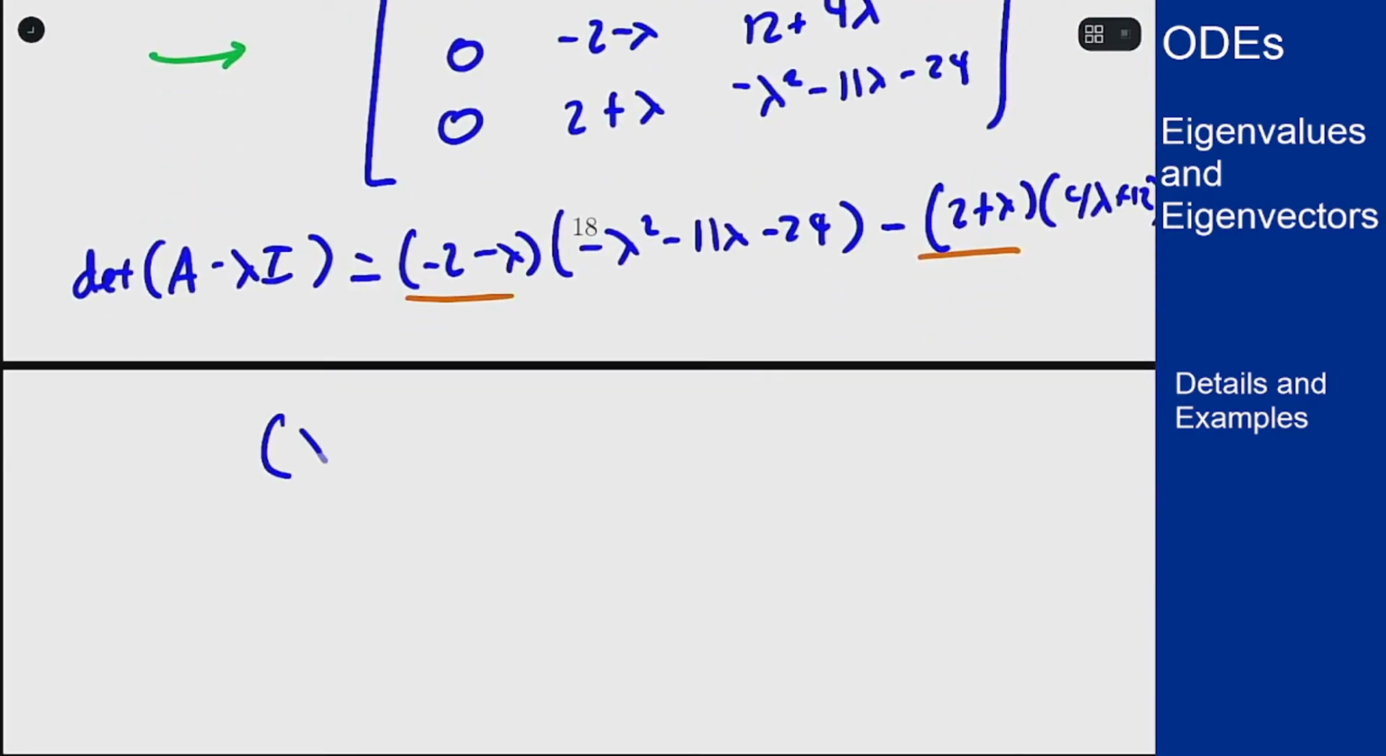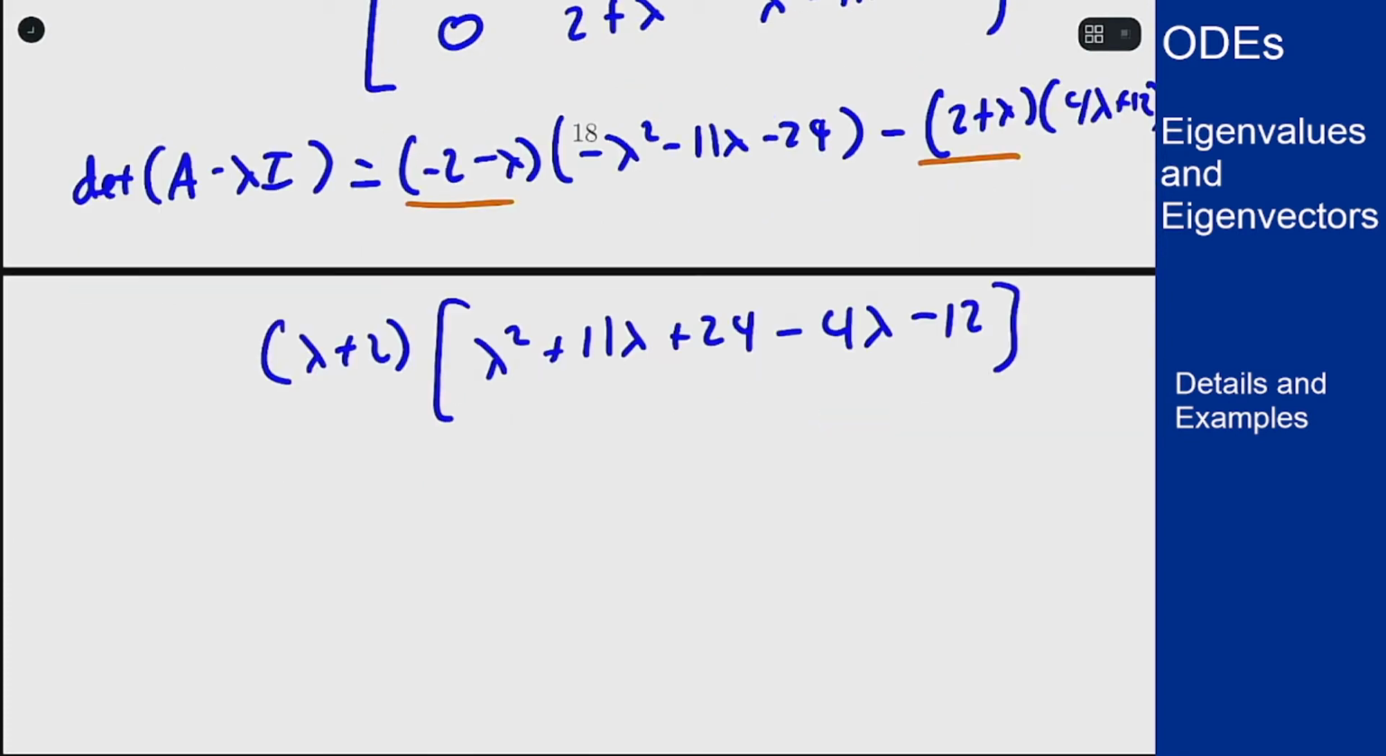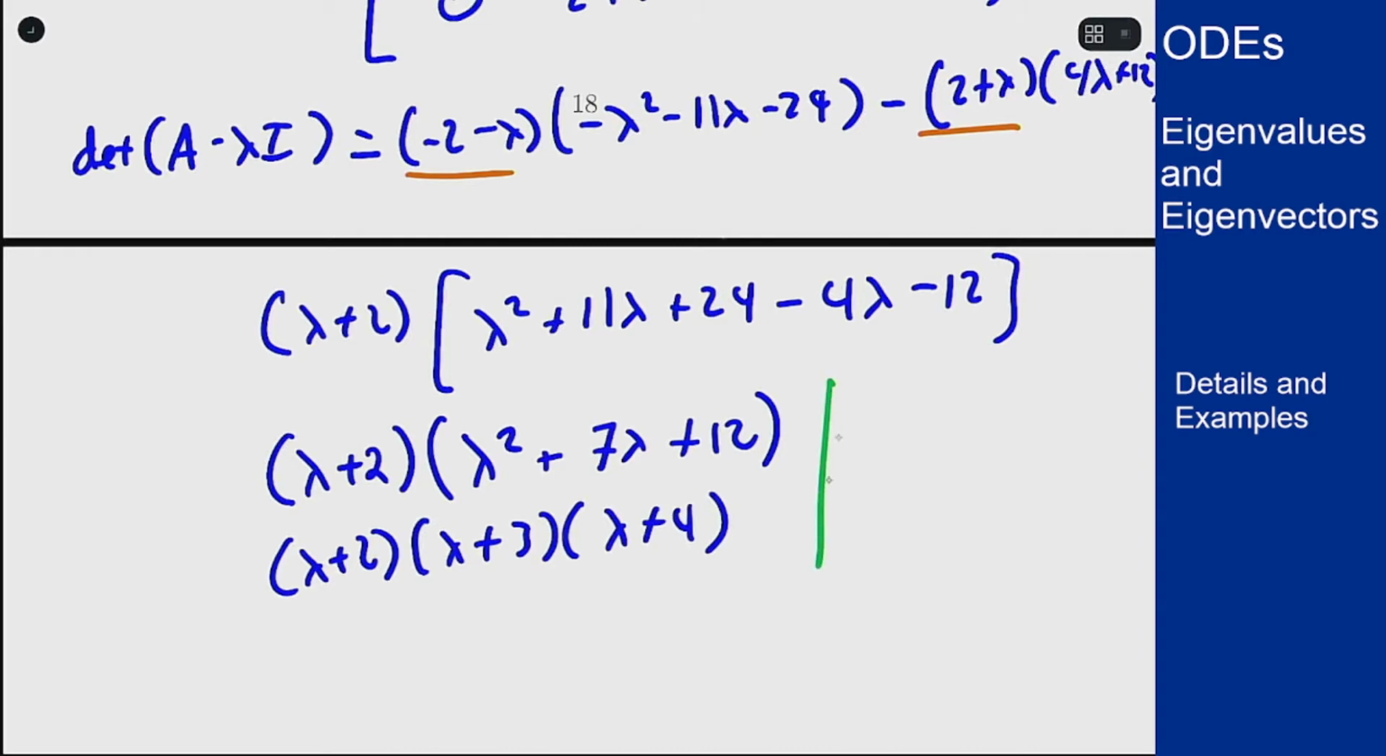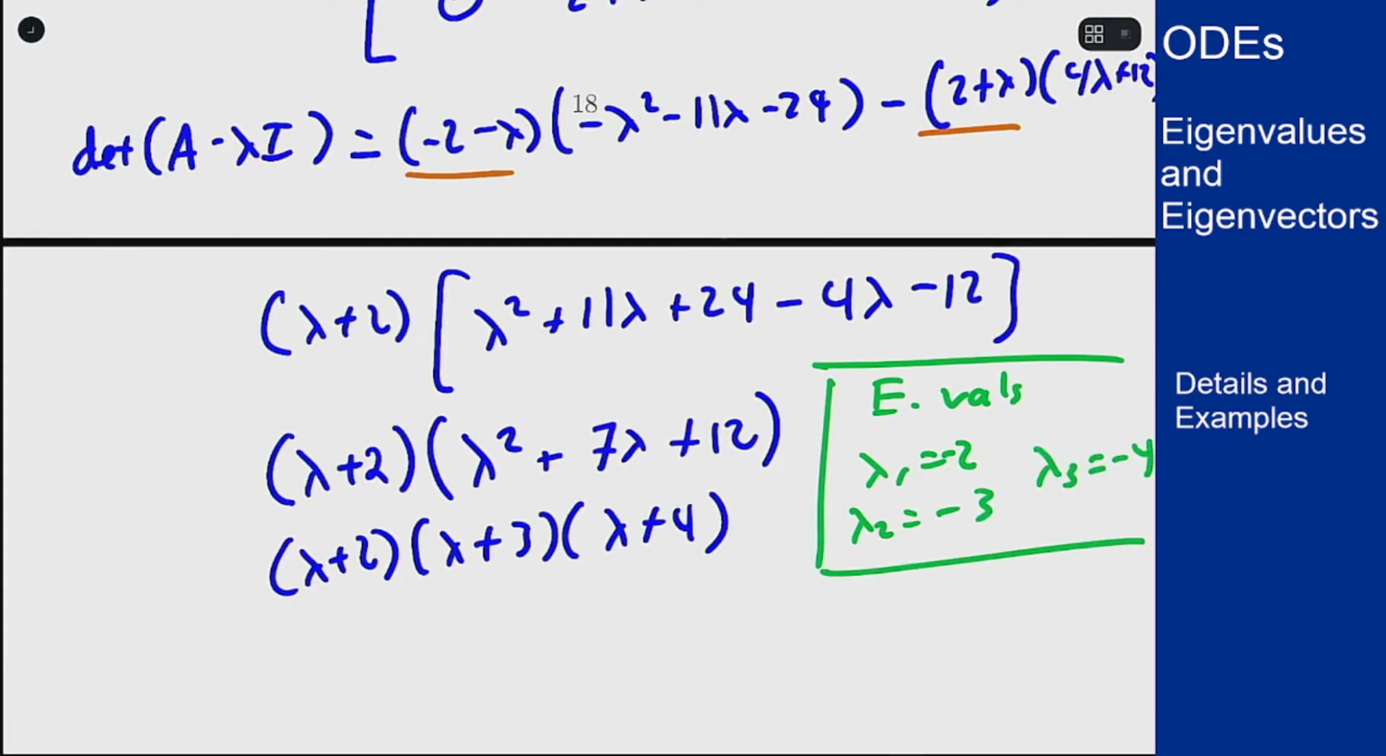So I'll get a (lambda plus 2), and then times a negative sign going in here, lambda squared plus 11 lambda plus 24, and then a minus sign going into 4 lambda and 12. Plus the (lambda plus 2), lambda squared plus 7 lambda plus 12, and that factors as (lambda plus 3)(lambda plus 4). So my eigenvalues are lambda 1 is -2, lambda 2 is -3, and lambda 3 is -4. So with that, we can now find the corresponding eigenvectors.